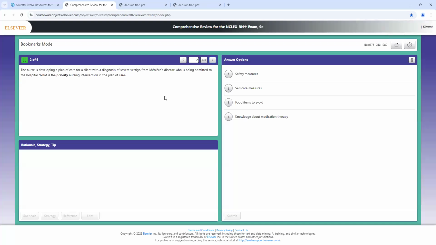Okay, the nurse is developing a plan of care for a client with a diagnosis of severe vertigo from Meniere's disease.